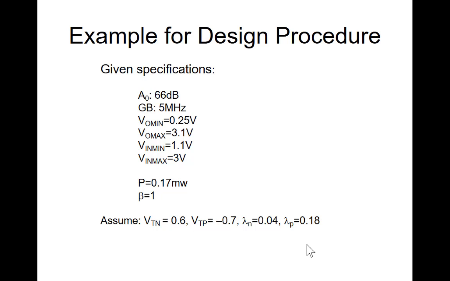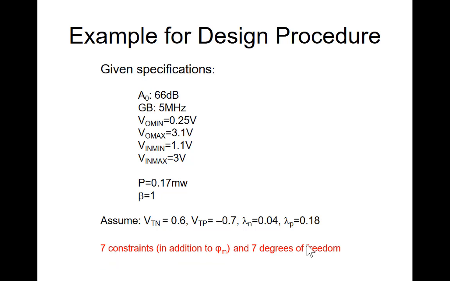Given specifications, I'm going to assume I want an op amp that's got a gain of 66 dB, a gain bandwidth of 5 megahertz, V out min of 0.25, V out max of 3.1, V in min of 1.1, and V in max of 3. I'm going to assume that I want to limit the power to 170 microwatts, and I'm designing it for a feedback factor of beta equal 1. I'm going to neglect loading the beta network right now. I'm assuming these values for the threshold voltages on the devices.